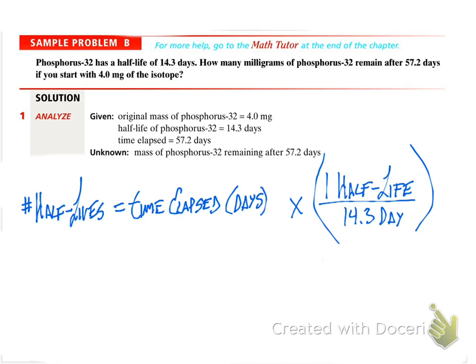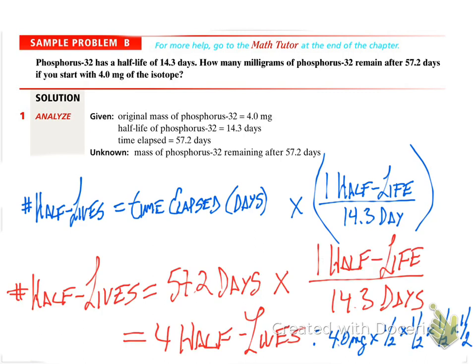So essentially what we did logically is what we're going to do mathematically. The number of half-lives equals 57.2 days elapsed times the half-life of phosphorus-32, 14.3 days. We essentially divide 57.2 by 14.3, and we come away with the number 4. So we have 4 total half-lives. Now, we start with 4 milligrams and take half, 4 times: half times a half times a half times a half is going to get us our resultant 0.25 milligrams. So that's how you do these problems.